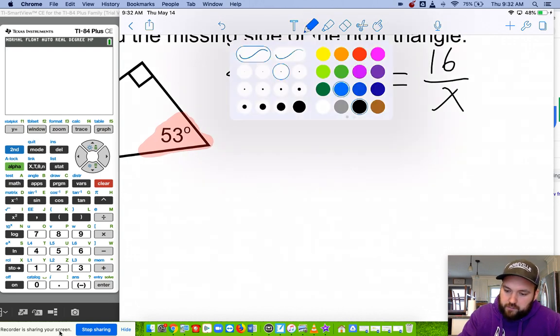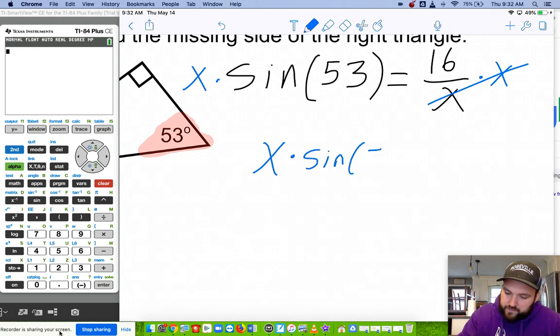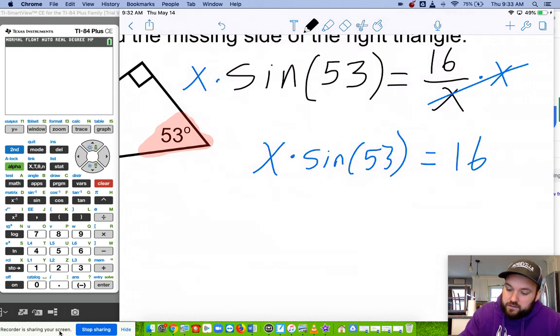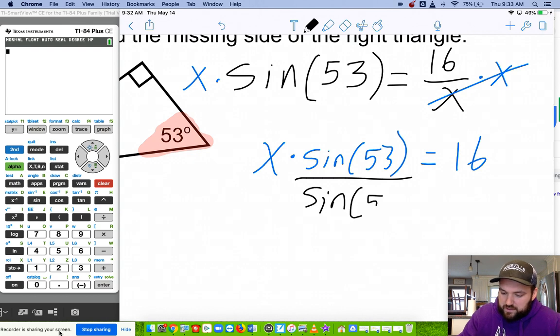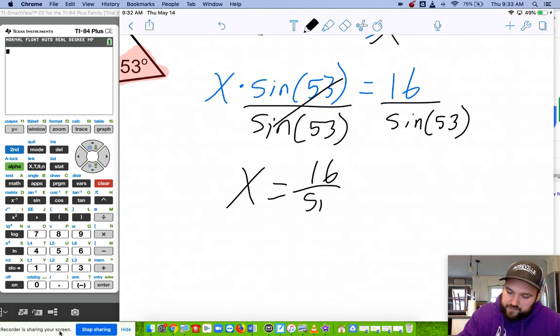At this point, I'm going to solve for x by first getting it out of the denominator. So I'm going to multiply both sides of the equation by x, which would give me x times sine of 53 equals 16. And then remember, I can divide. It seems weird, but I can actually divide by sine of 53 because the sine of a 53-degree angle is just a set decimal value. So I'm going to divide both sides by sine 53, and I get x equals 16 over sine 53.